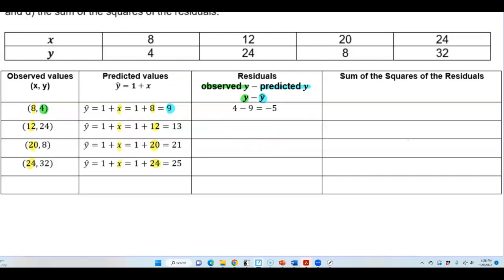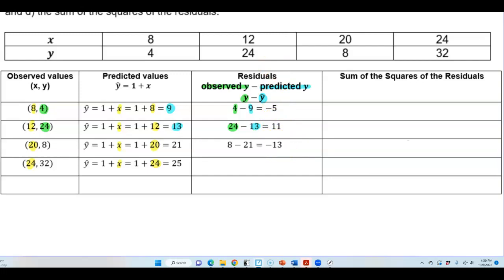We're going to take the value of 4 and then subtract 9, and 4 minus 9 gives us a residual of negative 5. The next one, we're going to take 24, which is the observed y value, and then subtract the predicted y value of 13. So 24 minus 13 gives us 11. Therefore, the residual for that one is 11.